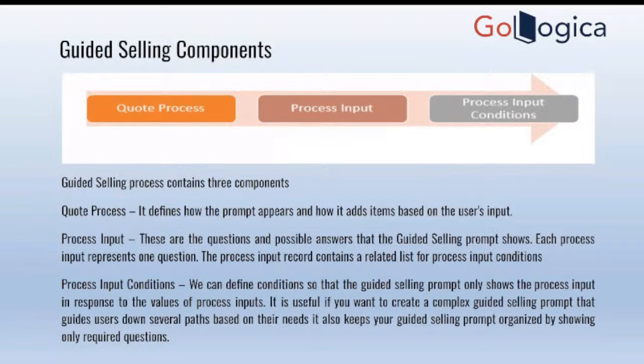So if there is a product catalog which has thousands of products, once the users click on the product catalog, there will be a questionnaire which asks which product you are looking for, products from which product family you are looking for. That is the prompt which appears to the user, and based on that selection, we have process inputs. These are the questions and possible answers that the guided selling prompt shows.